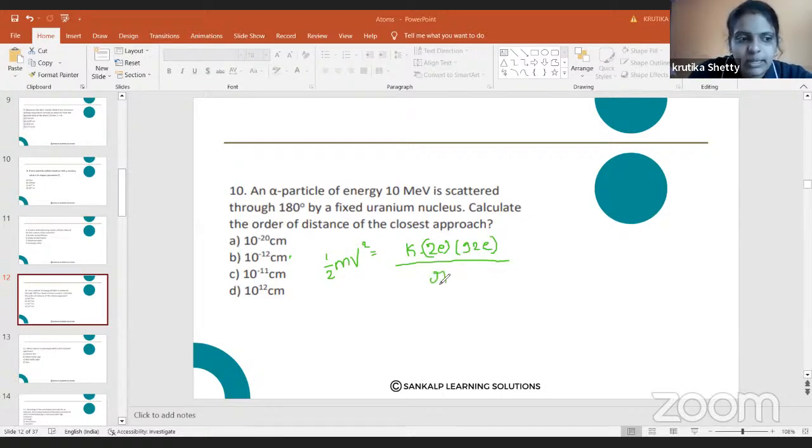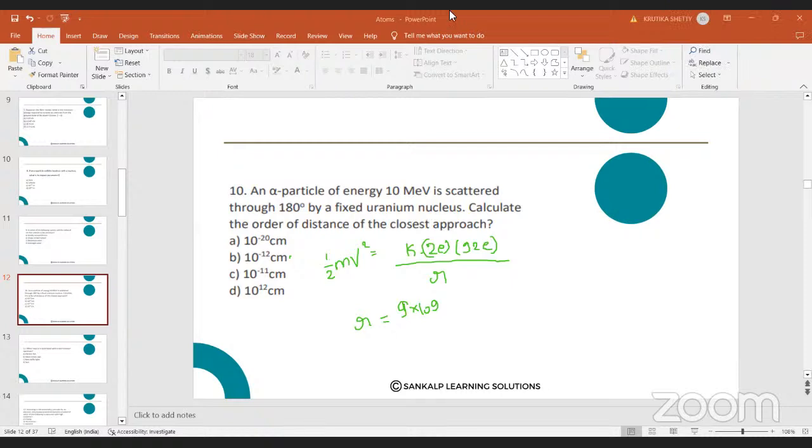I require only r here. Therefore r is equal to, your k value is 9 into 10 raised to 9, into 2 into 92 into e. Then the kinetic energy is given as 10 mega electron volt, that is 10 into 10 raised to 6. Yes, so substitute, simplify, you will get option B.